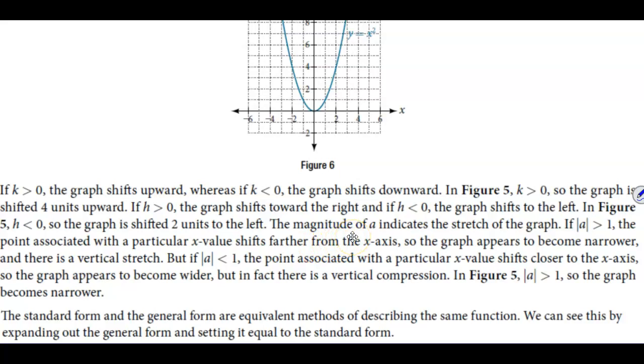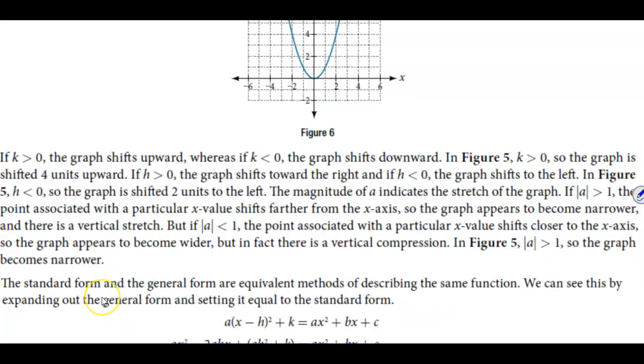And the magnitude of a indicates the stretch of the graph. If the absolute value of a is greater than 1, then the point associated with a particular x value shifts farther from the x-axis. So the graph appears to become narrower and there is a vertical stretch. But if the absolute value of a is less than 1, the point associated with a particular x value shifts closer to the x-axis. So the graph appears to become wider, but in fact there is a vertical compression. So in figure 5, the absolute value of a was greater than 1, so the graph becomes narrower.